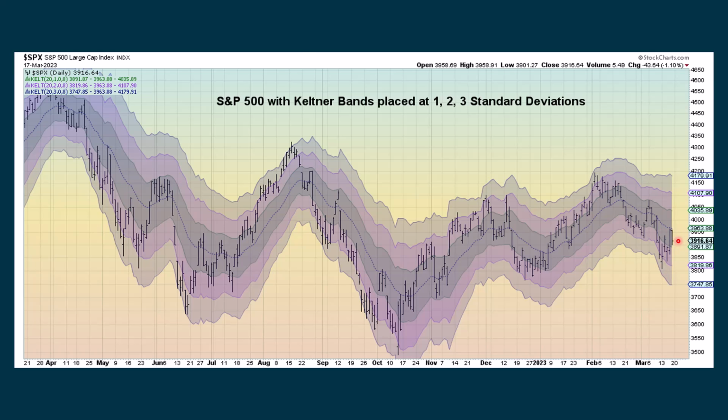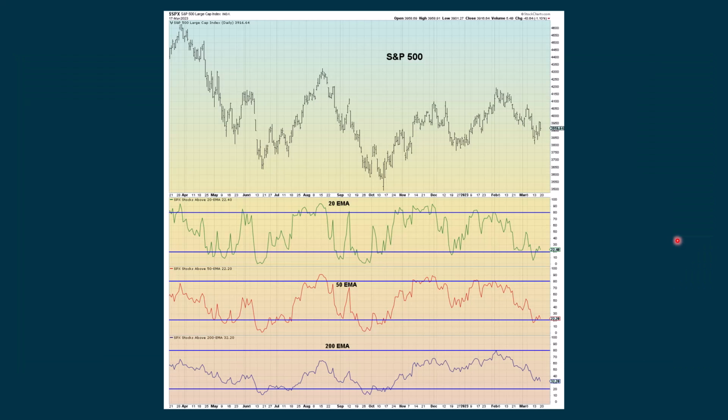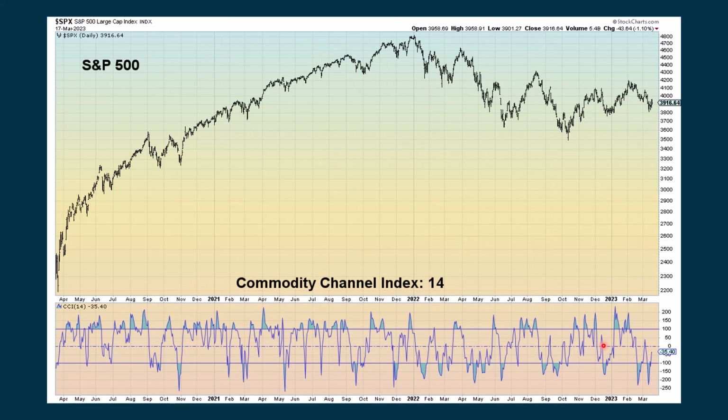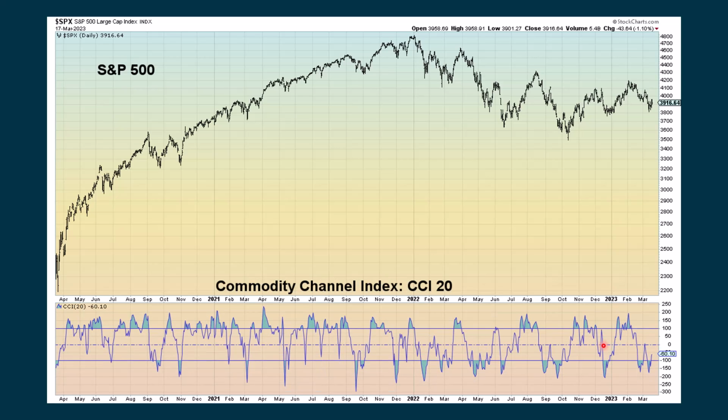go back down. Our moving average study, we're declining with the 20, 50, and 200 period moving averages and not giving an extreme reading. The CCI 14 is below 0. And the CCI 20 is also below 0 and not giving us an extreme reading. These are pretty touchy indicators. When we really get moving, they can be extreme positive or negative pretty easily.